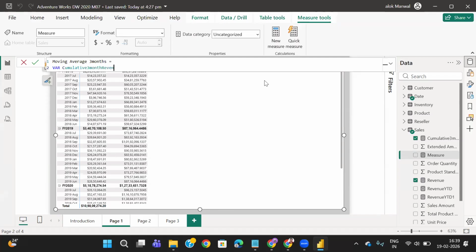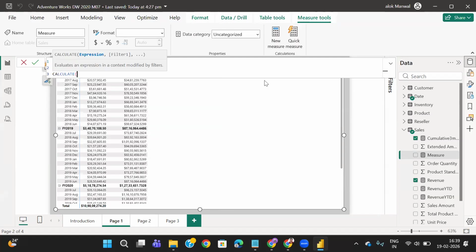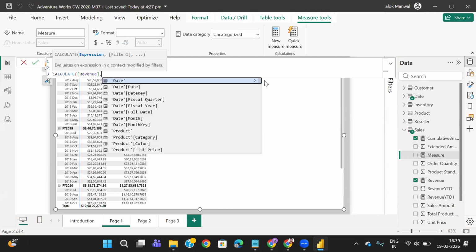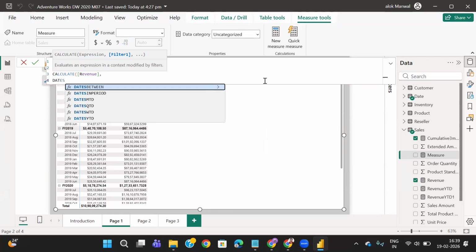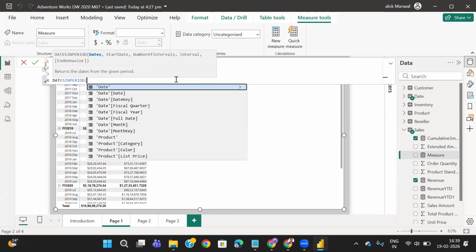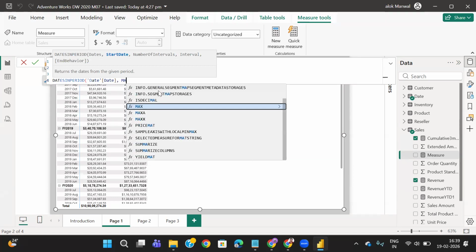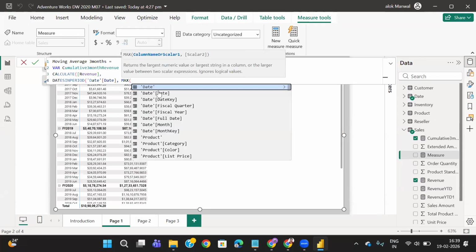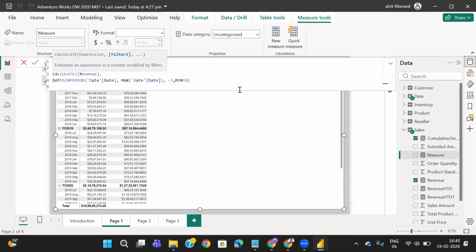Cumulative 3 months revenue. So how we made it? We have made it with calculate. The expression is our revenue, and then what we have done is we have taken dates in period. Now what was dates in period? That was our date, then our maximum date, which in this case is whatever we have selected. Now our interval was 3 months, and here we have the month.